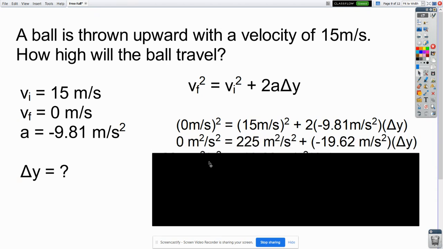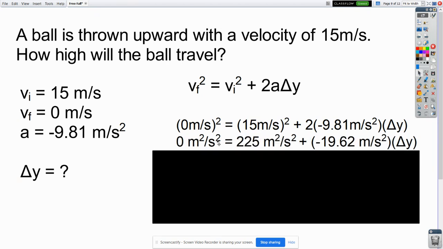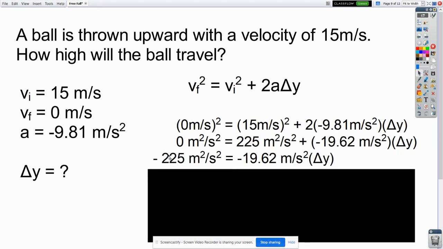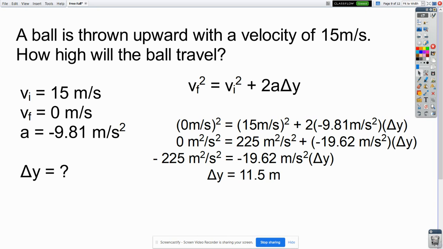0 squared is 0. 0 meters squared per second squared. The unit gets squared too. 15 squared is 225. Again, the unit gets squared, meters squared per second squared. 2 times negative 9.81 is negative 19.62. I'll start by subtracting 225 from both sides. So that gives me negative 225 over here. Then I will divide both sides by the negative 19.62. And I get positive 11.5 meters.